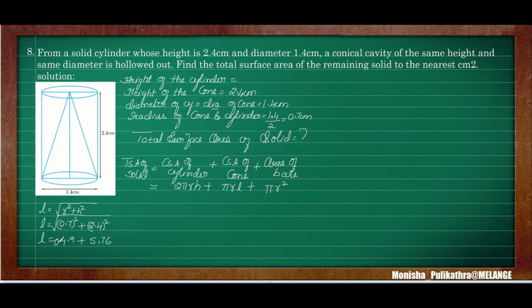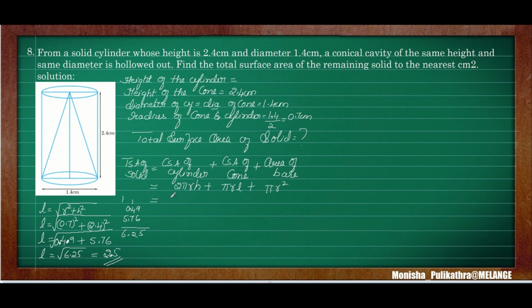So this will be 0.49. Sorry, so this will be 0.49. Okay. So 0.49 plus 5.76 will be 6.25. So L is equal to the square root of 6.25, which means the answer is 2.5. Okay. So 2.5 is the square root of 6.25. So L is equal to 2.5.